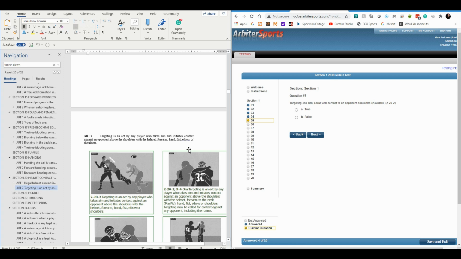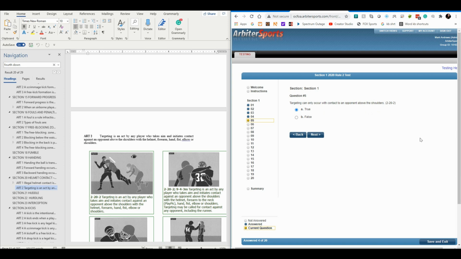Now, guys, commit that to memory. Okay, above the shoulders. Initiates contact against an opponent above the shoulders with all of those different parts of his body. It's targeting. And this simply says targeting can only occur with contact to an opponent above the shoulders. So that is true, but that doesn't mean that all of the contact is legal.